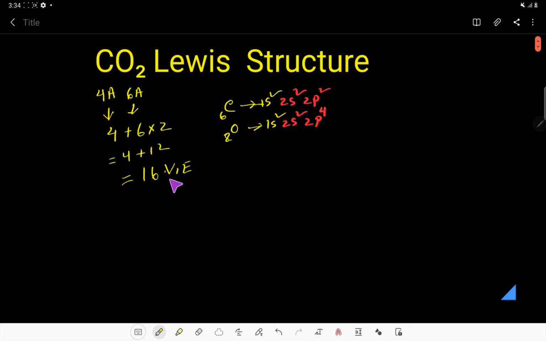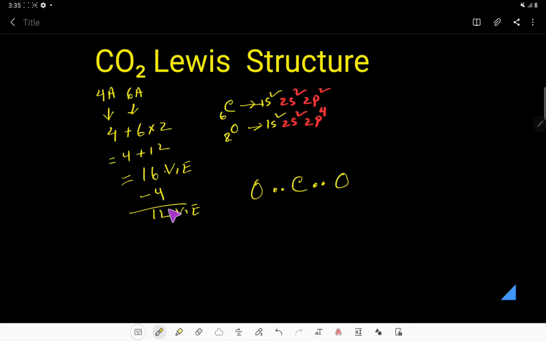So with these 16 valence electrons, at first connect these 3 elements. Carbon is the central atom because it is less electronegative than oxygen. So let us connect these 3 atoms first. Then, we have used 4 valence electrons to connect, so we have 12 valence electrons left.